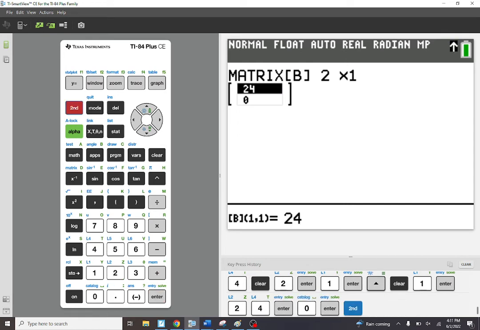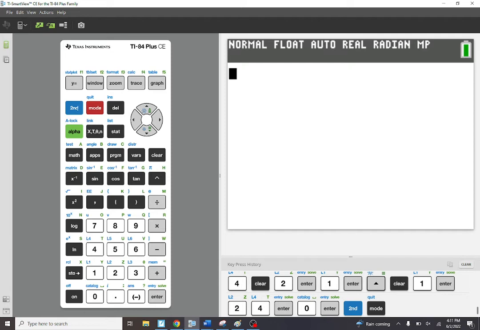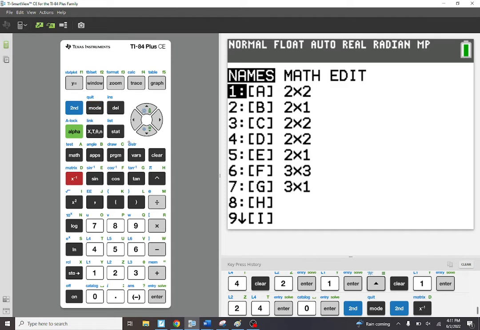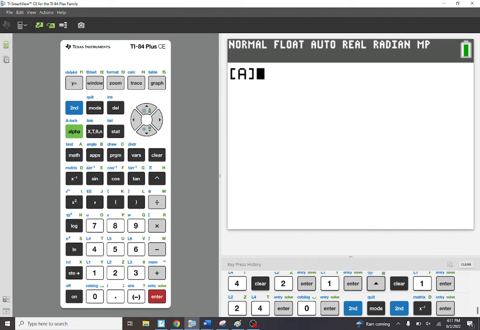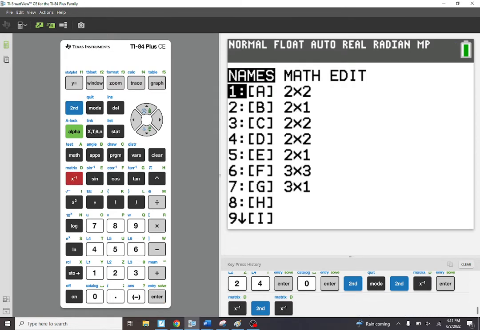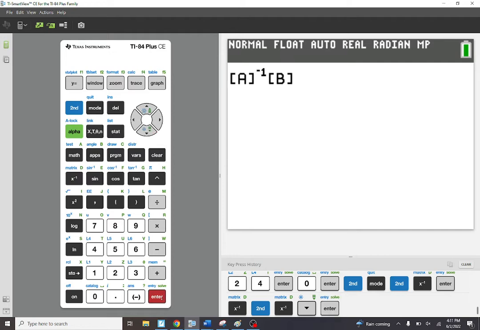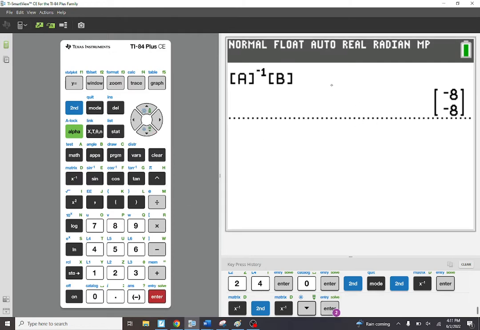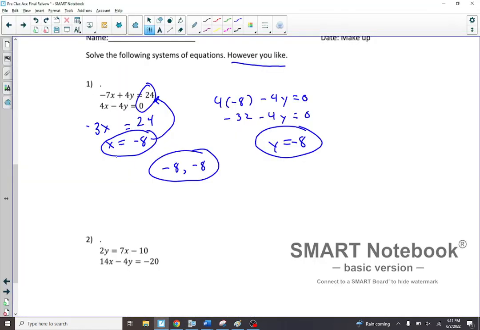Now you're like, okay, what did I do all that for? Well, if you click second matrix, A, to the negative power times second matrix B, what you get is negative 8, negative 8, which means you could use your calculator to do system equations. Let's try it with the next one.